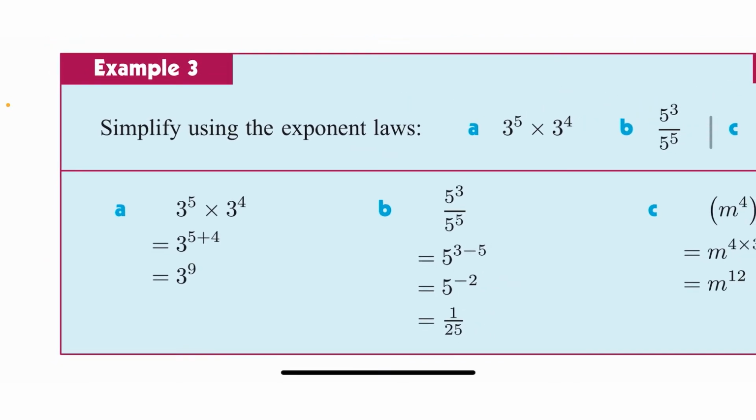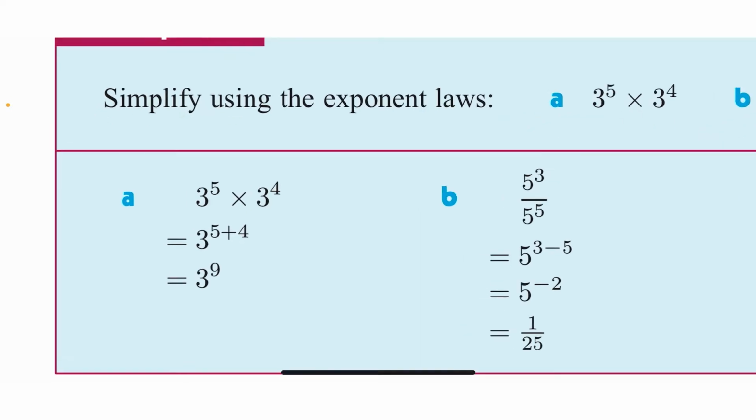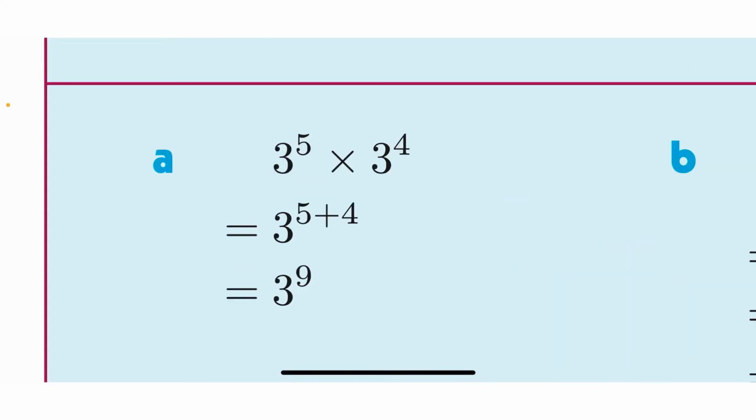Examples: simplify using the exponent laws. A, 3 to the power of 5 multiplied by 3 to the power of 4. Look, they have the same base, 3, so we add their exponents, 5 plus 4, and we get 3 to the power of 9.